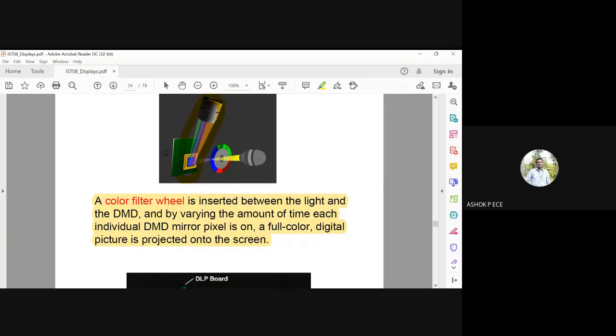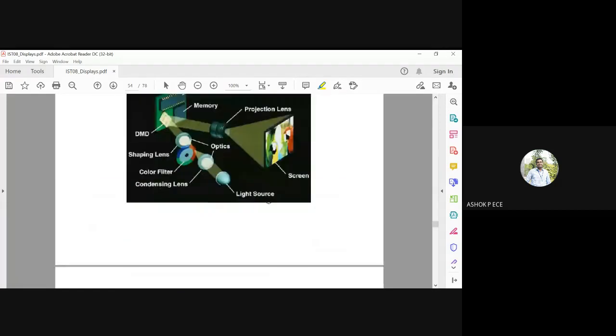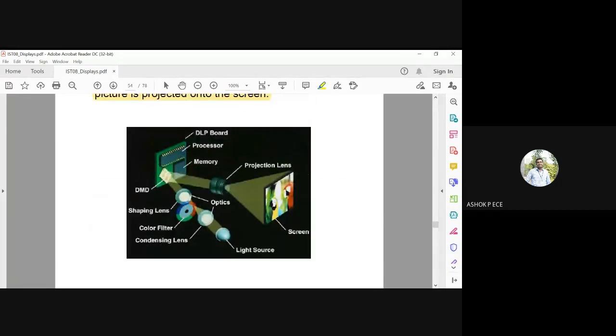Here, as the simplest example, we take the DMD, the digital mirror device. We take the example of a DMD. Same thing is here, but this is a more complex diagram including all other components.